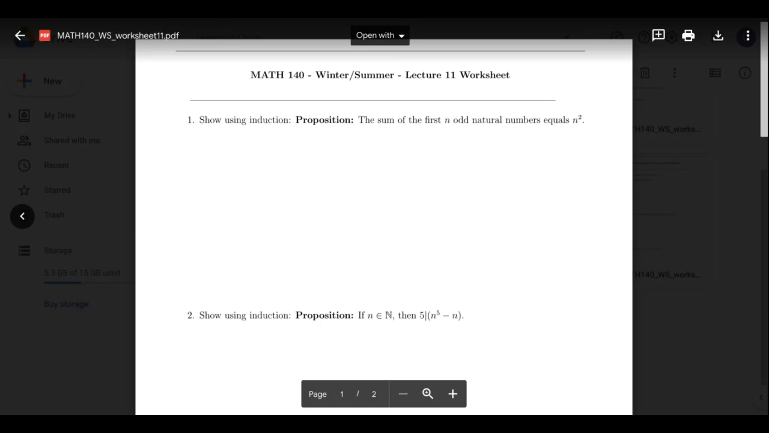P of n is true implies there is an m in the integers such that n raised to the 5 minus n equals 5m. That's not n plus 1, because you need to show n plus 1. Yeah, for every induction proof, you need 3 things. You need to prove P of 1, then assume P of k, prove P of k plus 1.